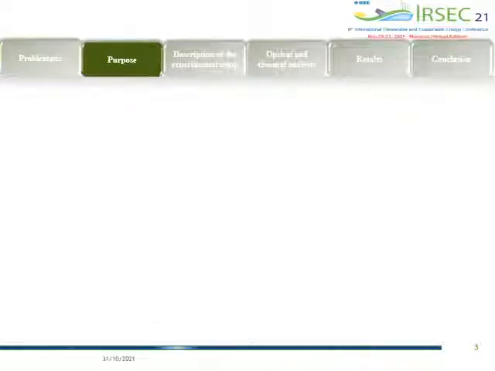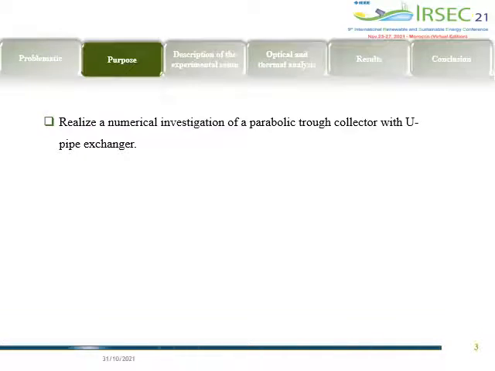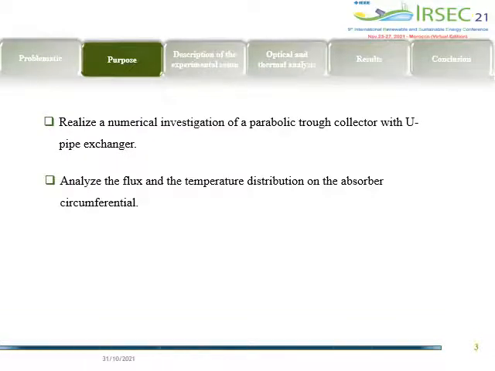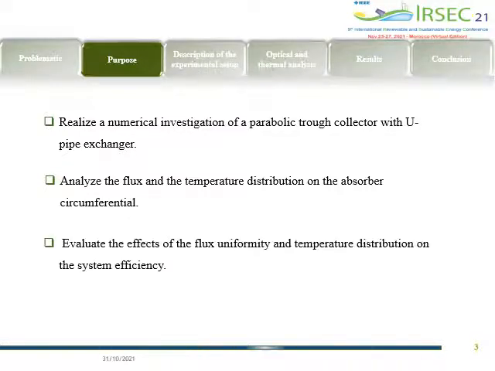The aim of this study is to realize a numerical investigation of a parabolic trough collector with U-pipe exchanger, analyze the flux and the temperature distribution on the absorber circumferential, and finally to evaluate the effects of the flux uniformity and temperature distribution on the system efficiency.